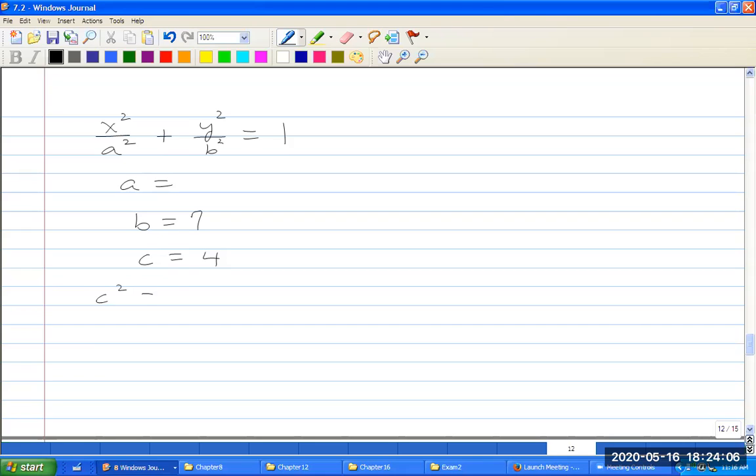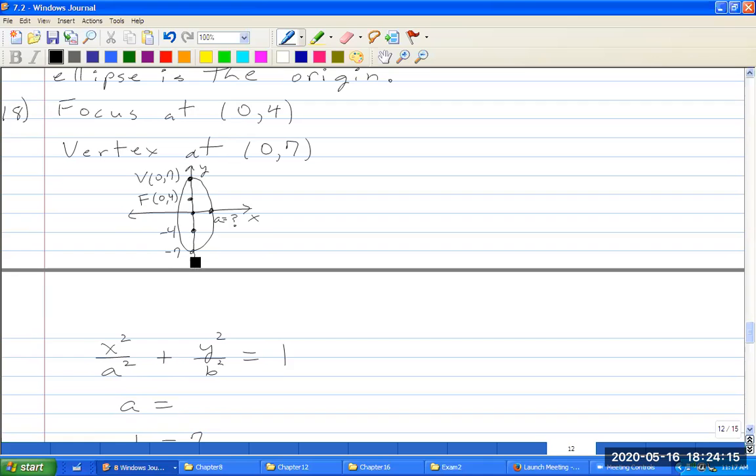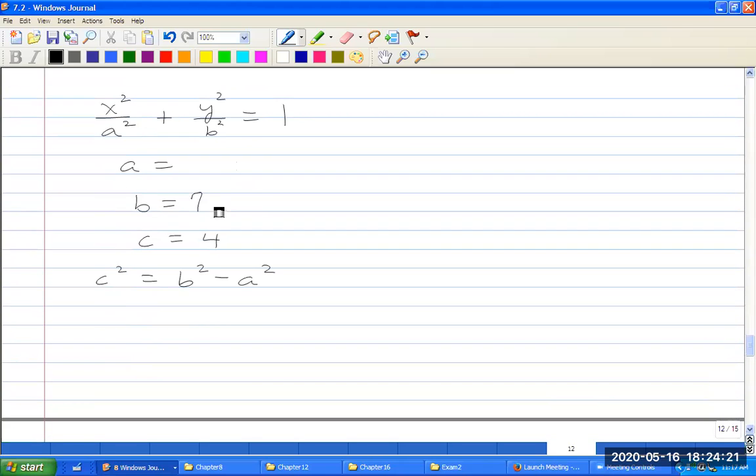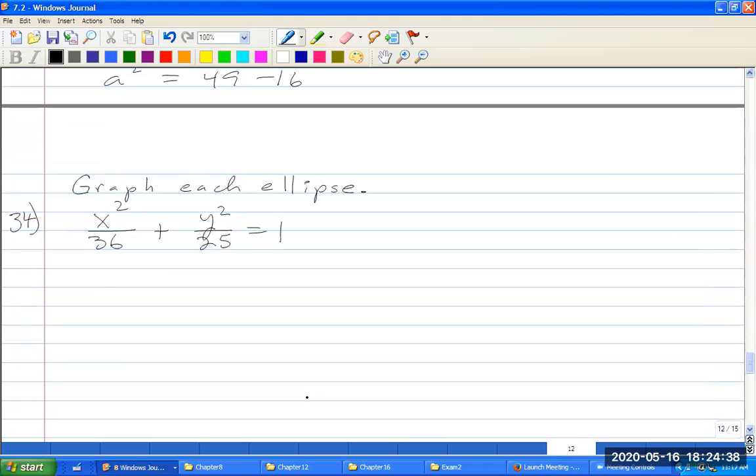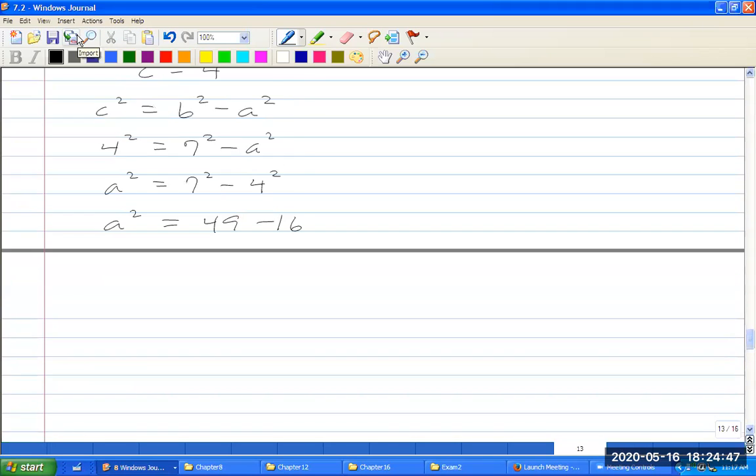I know that c squared equals the bigger, which is b squared, minus a squared. I don't need absolute values here. Why? Because I know the focal axis is along the b-axis, so I know that b is bigger than a. And so I have that 4 squared equals 7 squared minus a squared. So a squared equals 7 squared minus 4 squared, 49 minus 16, and so a squared is equal to 33.